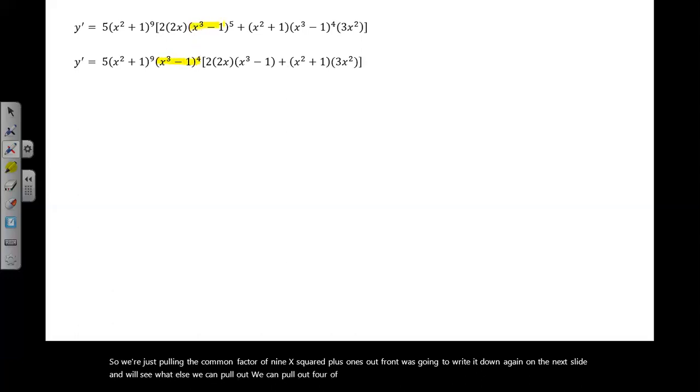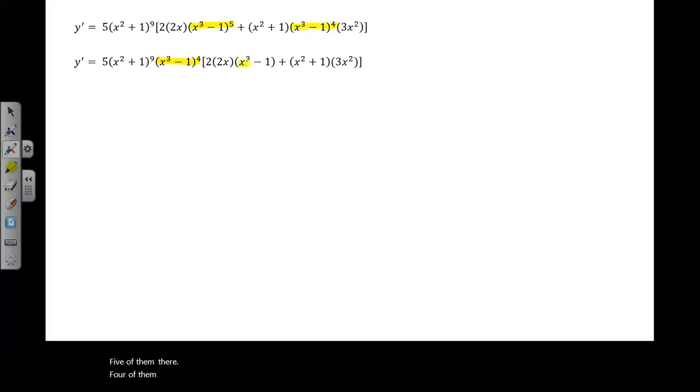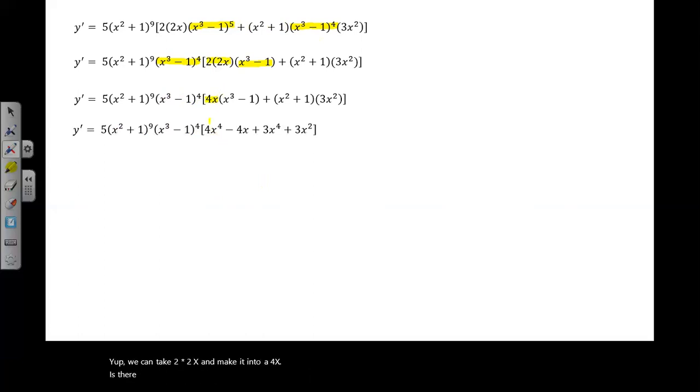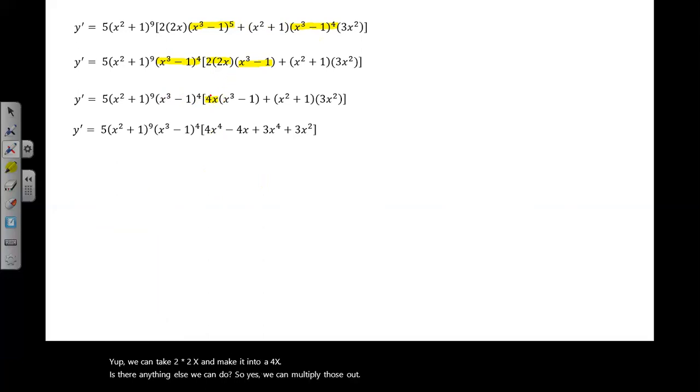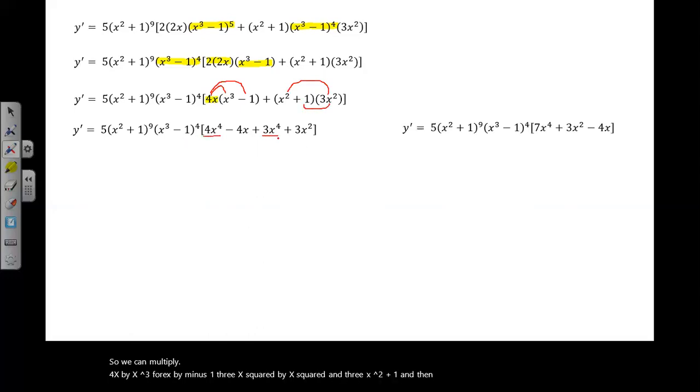Where did they come from? 5 of them there, 4 of them here. That leaves 1 inside. Is there anything else we can do? Yeah, we can take 2 times 2x and make it into a 4x. Is there anything else we can do? Oh, yes. We can multiply those out. So we could multiply 4x by x cubed, 4x by minus 1, 3x squared by x squared, and 3x squared plus 1. And then combine your like terms.